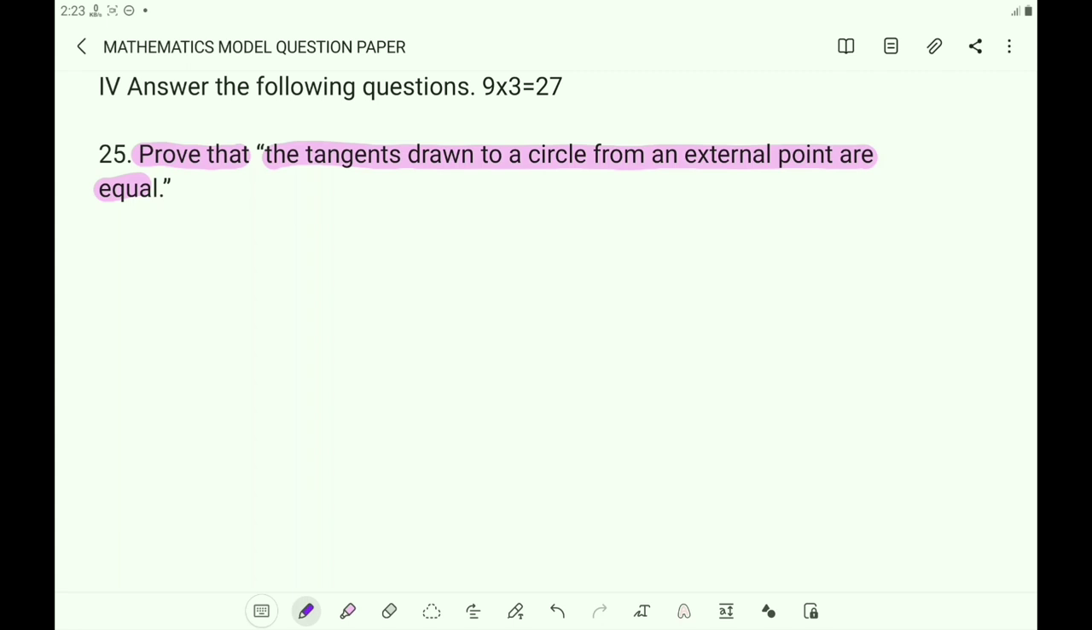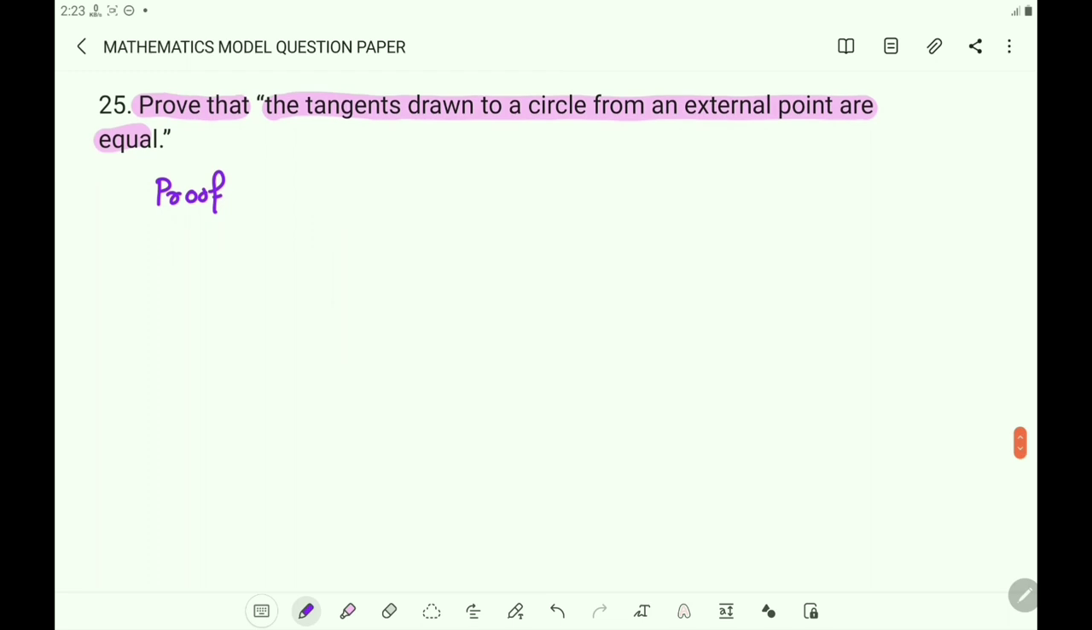So what is the statement? Tangents drawn to a circle from an external point are equal. And how will you prove this theorem? So let us have the proof. To prove this theorem, a sketch is required. So you draw a sketch.